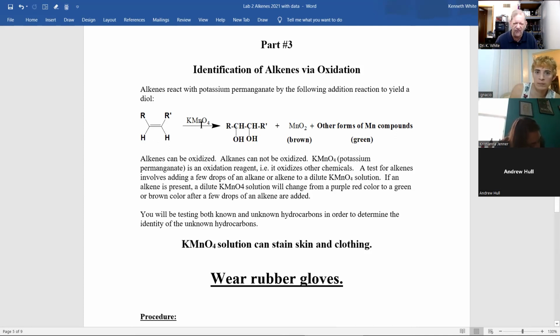Take a double bond, react with a potassium permanganate solution. It will oxidize the double bond. Each carbon of the double bond gets a hydroxyl group. This is a reaction I didn't talk about in the lecture, but I'll use in the lab. And that reminds me, listen carefully.